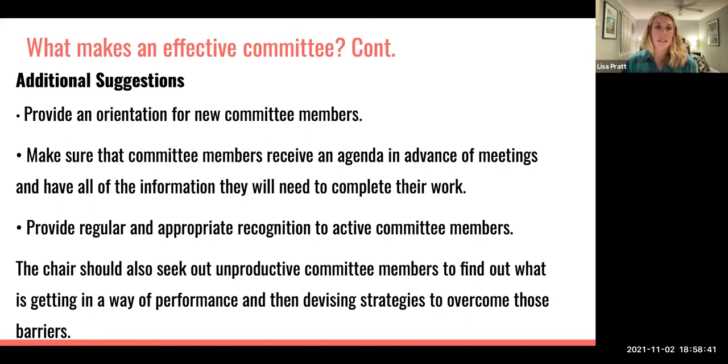And then finally, I don't know why my bullet point didn't show up, but I think this is important: the chair should seek out unproductive committee members to find out what is getting in the way of performance and then devise strategies to overcome those barriers. I think that just because you're appointed to a committee doesn't mean you can just hang in there and get all the glory. You still have to put some work into it, and we need to keep track of that.